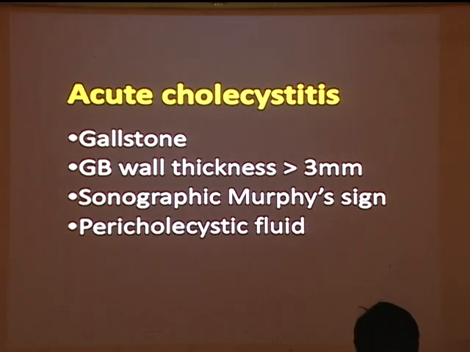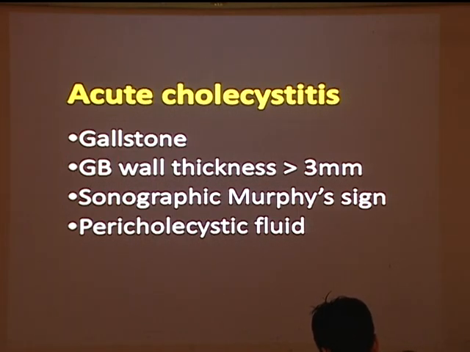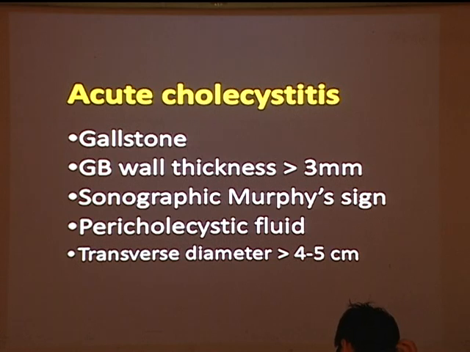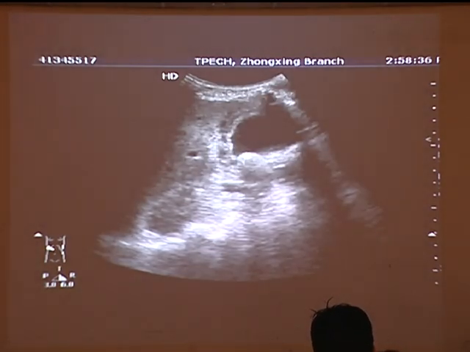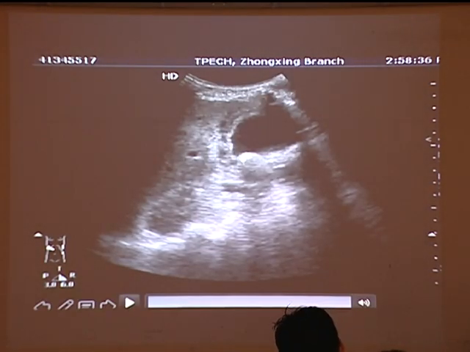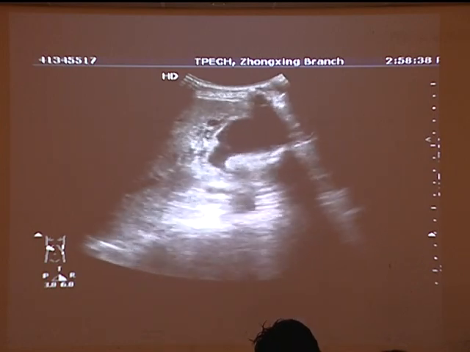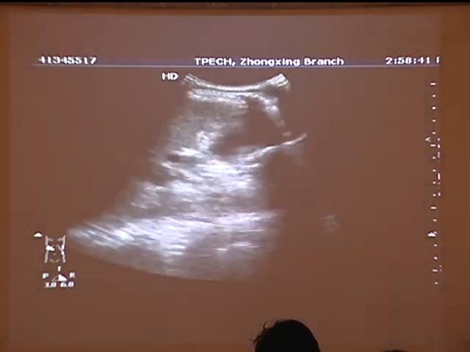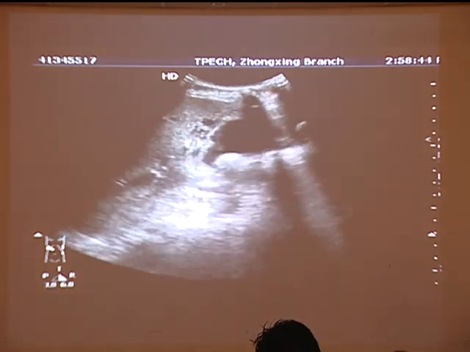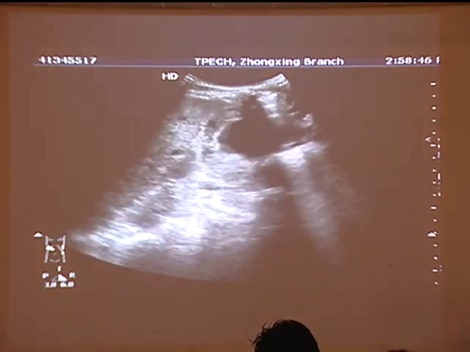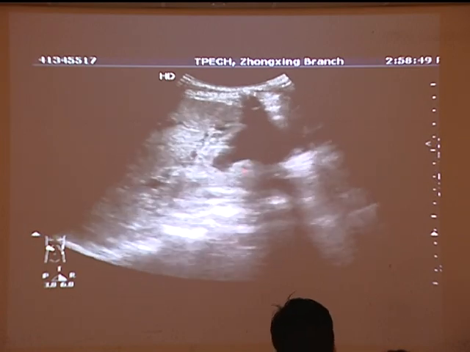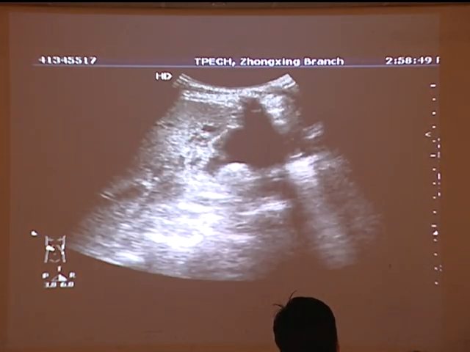The next is the pericholecystic fluid. We will see some hypoechoic region around the gallbladder. The last one is transverse diameter larger than 4 to 5 centimeters. Let's see the first case. You can see the gallstone, gallbladder wall thickening, and pericholecystic fluid in this case. All you can see: gallstone, wall thickening, and then the pericholecystic fluid.